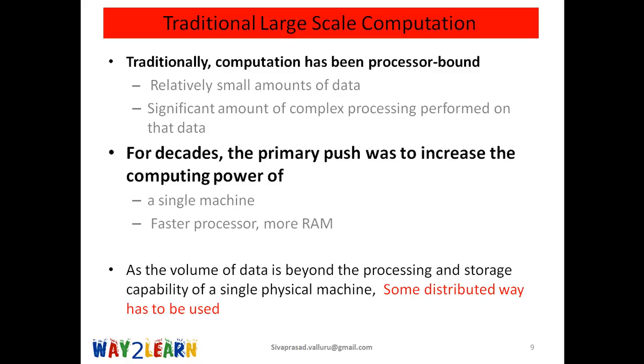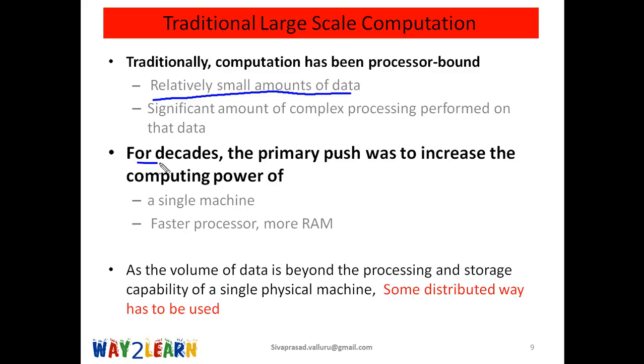Now let's jump into the next topic. What are the problems with traditional computing till now? Till date, or till a few years ago, we used to process a relatively small amount of data, and to process a small amount of data, processing speed has to be high.